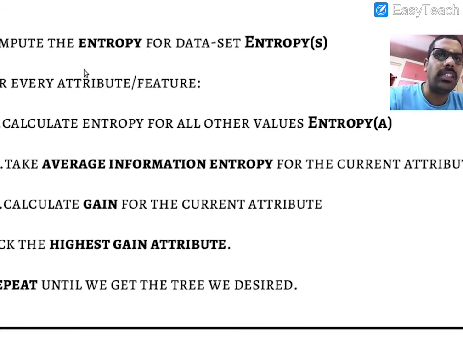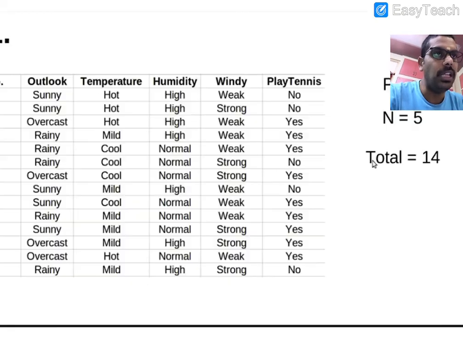So what we have to do, first, is compute the entropy for the data set. Then for every attribute, we need to calculate entropy for all its values, take the average information entropy for the current attribute, and calculate the gain. Then pick the highest gain attribute and repeat the process until we get the complete tree structure. This is the procedure we are going to follow for constructing the tree.